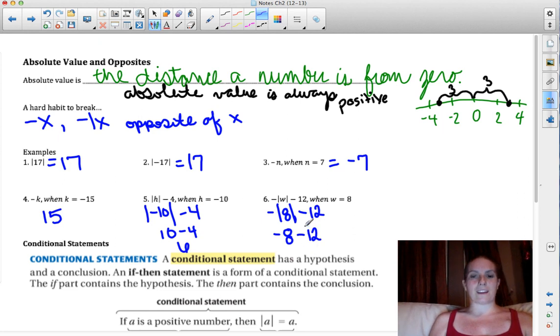I know there's somebody sitting there saying, but Mrs. Sturgeon, you just said absolute value is always positive. You're right, I did, and in this problem, the absolute value is positive. We took the opposite of a positive number, so we have a negative. Negative 8 minus 12. Or if you prefer, negative 8 plus negative 12. Either way, we end up with a negative 20. Remember, subtraction can always become plus the opposite. So negative 20. Those are opposites and absolute values.